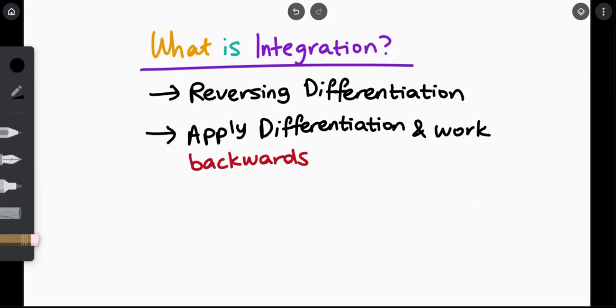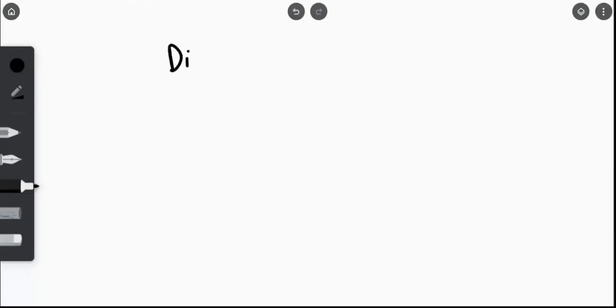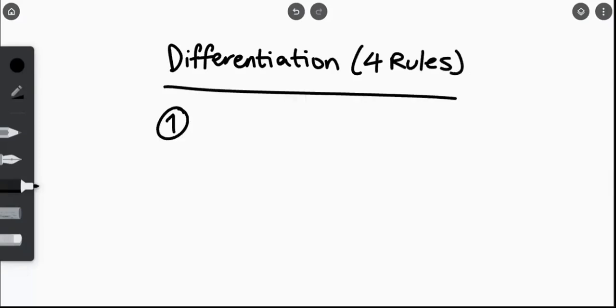Okay, so since we got this integration definition out of the way, of how we reverse differentiation and work backwards, we now need to know the rules of integration. There are only 2 rules for integration. Now if you remember, for differentiation we have 4 rules. The first one is power function. What does power function mean? Power come down, power minus 1. That is the power function.